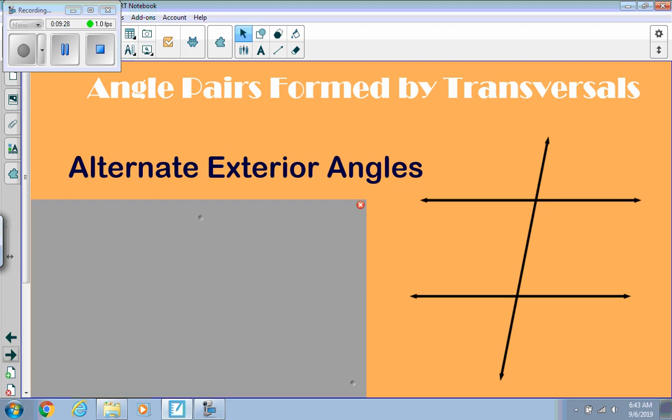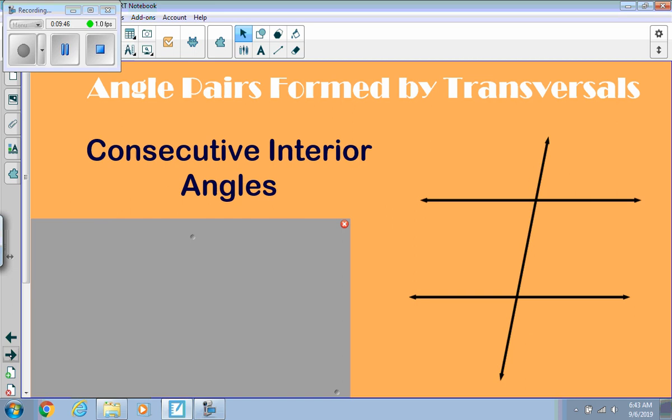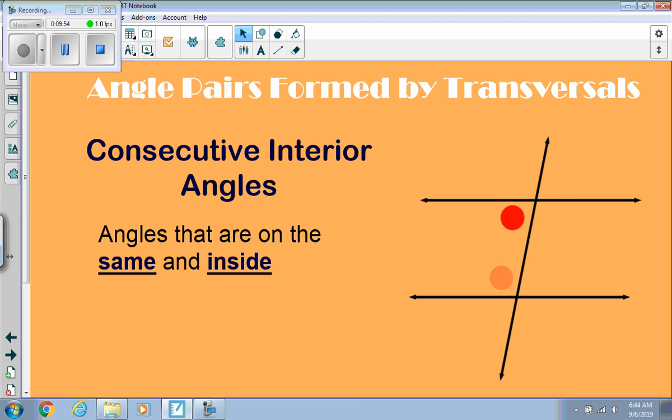Alternate exterior angles means alternate or opposite sides and diagonal, as well as on the outside this time. So they're opposite and diagonal, but on the outside of our diagram. Then we've got consecutive interior, right? Consecutive means same side of the transversal. Interior means on the inside. So here, they're the same side and on the inside.